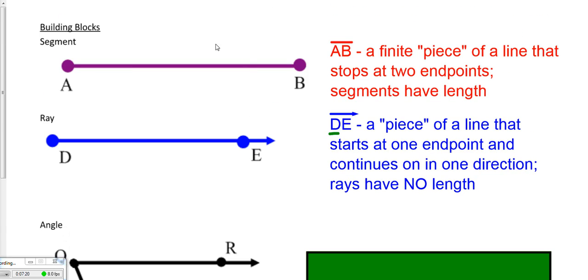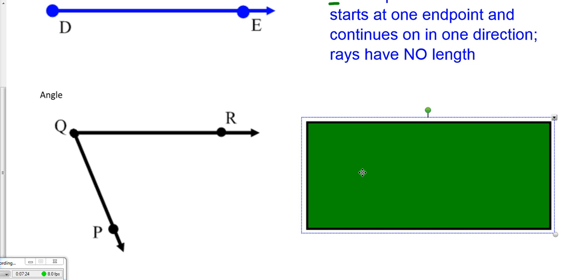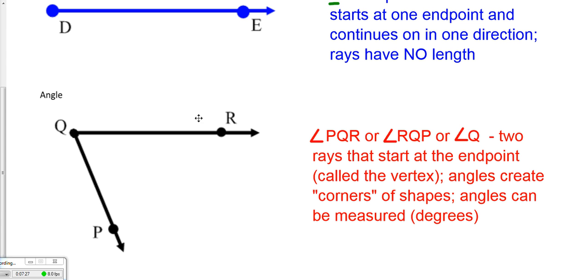So segment, part of a line; ray, part of a line. An angle is then two different rays put together. So it's two rays that start at the same endpoint, and that's called the vertex. So in this case, Q is our vertex of the angle.